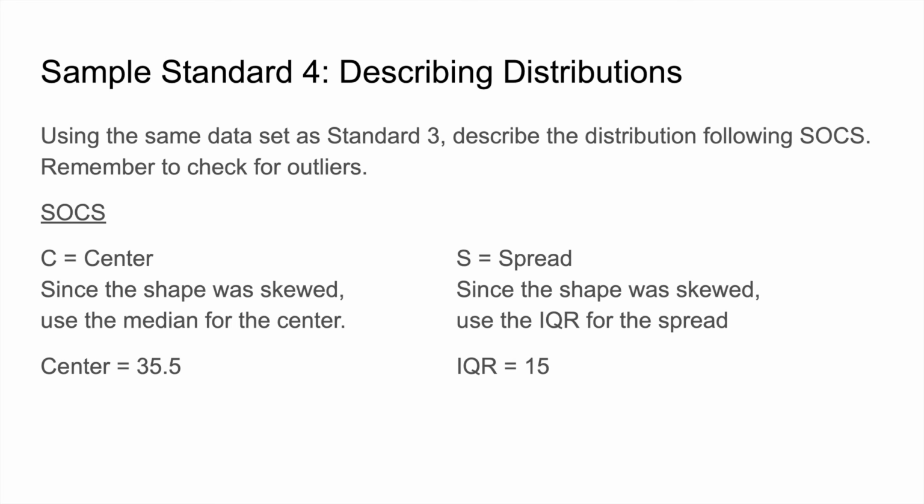Okay, now for the C and the S in SOX, the center and the spread. Since we said that the shape was skewed, we're going to be using the median and the IQR for the center and the spread. So the center is 35.5, because that's what we got for the median. And the IQR is 15. That's the measure of our spread.